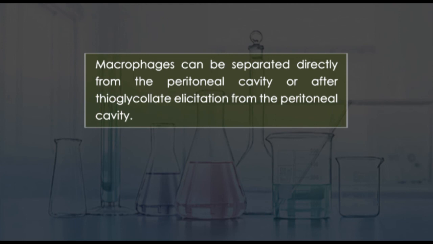Macrophages can be separated directly from the peritoneal cavity or after thioglycolate elicitation from the peritoneal cavity. Thioglycolate elicitation increases the yield of macrophages, though these macrophages have some differences in the physiological properties.